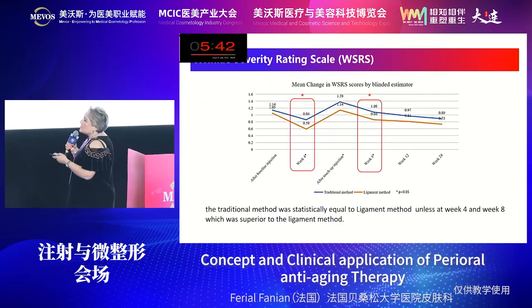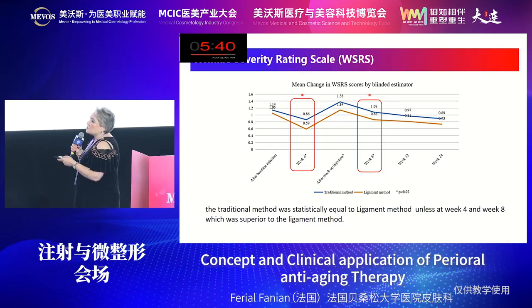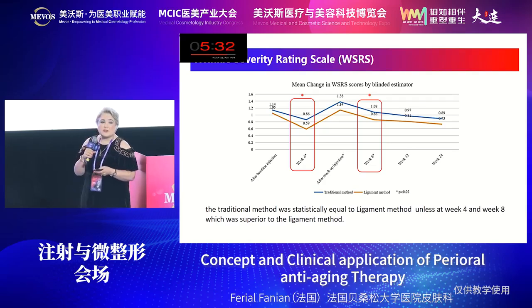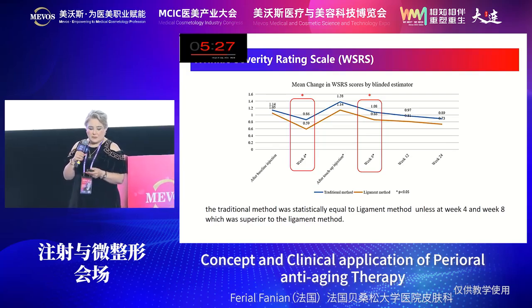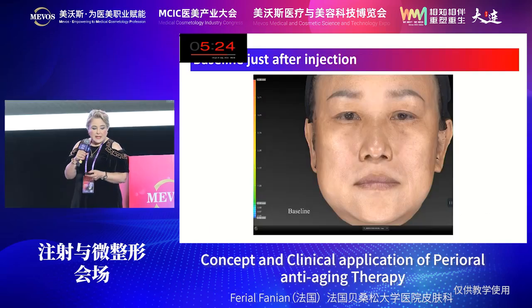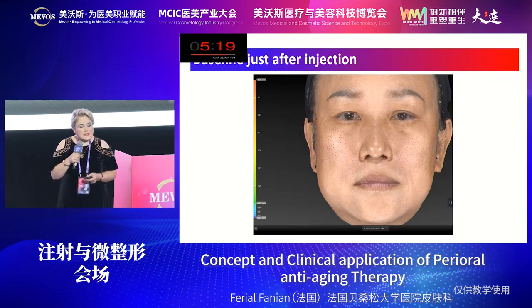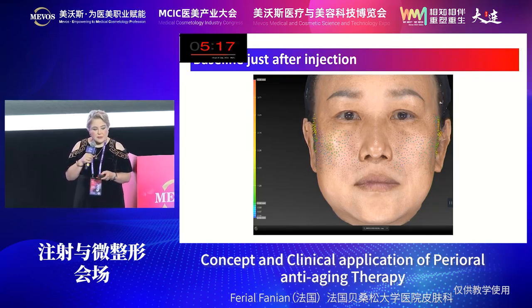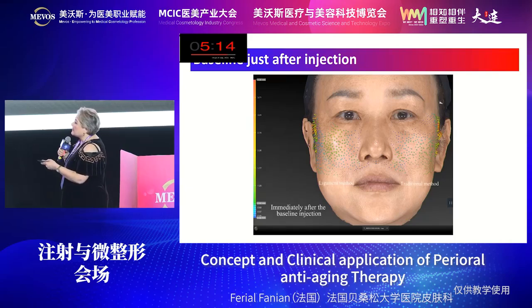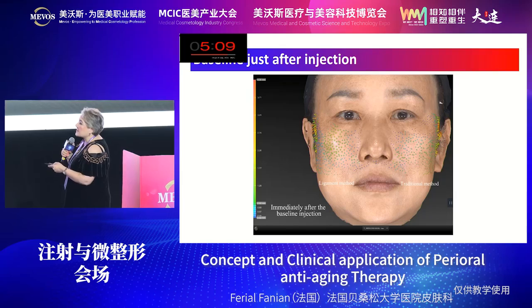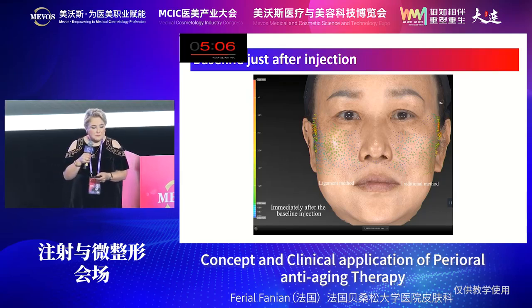As you can see, there was no very big difference between the two methods, except at only 2 time points, week 4 and week 8, that favored the traditional method by the wrinkle score of the area. As you can see, this is good. This is the baseline, and this is the difference between the ligament part and the nasolabial part just after the injection. You can prove it by Vectra.